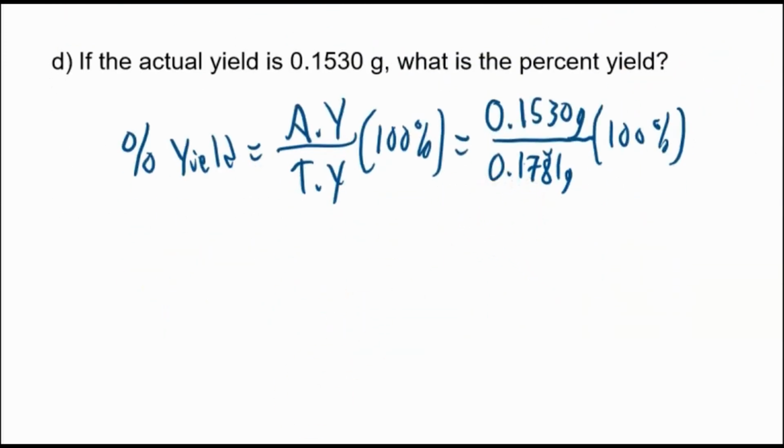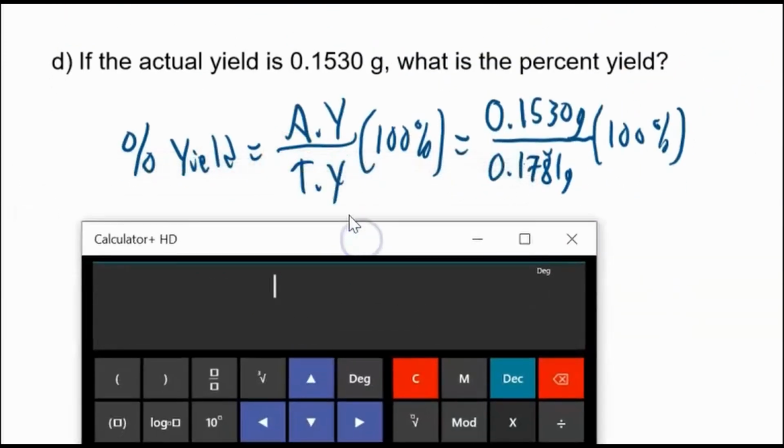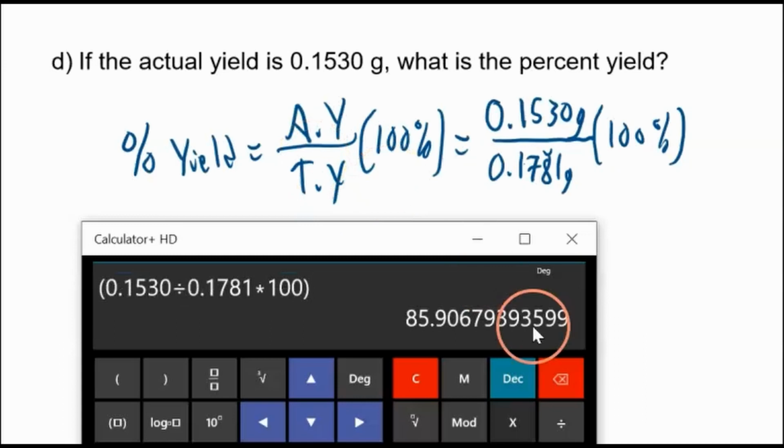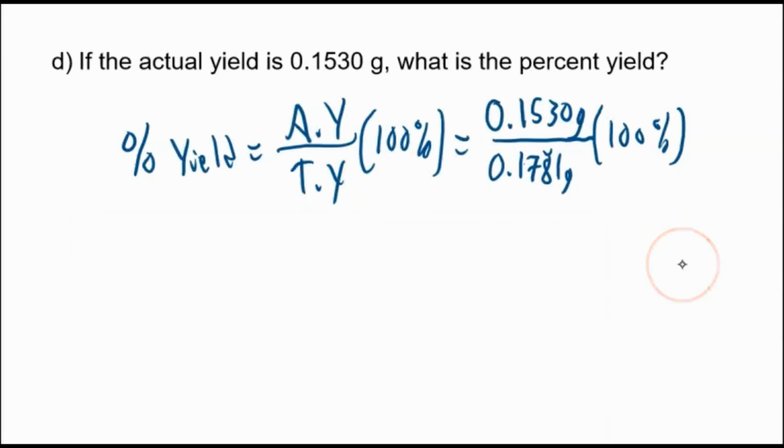Now we're going to do this, and there's something very important afterwards. Some profs care, some profs don't care, but I'll mention this. So 0.1781 times 100%. So 85.9%. Now, it's good practice, even though this is 3 sig figs, this is 4.